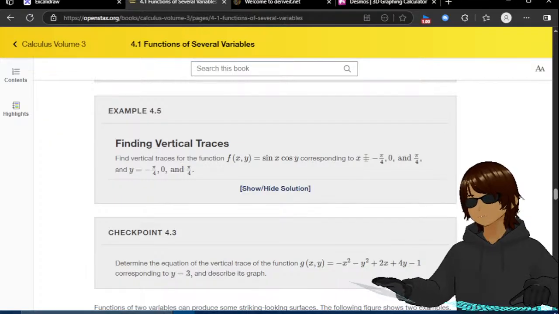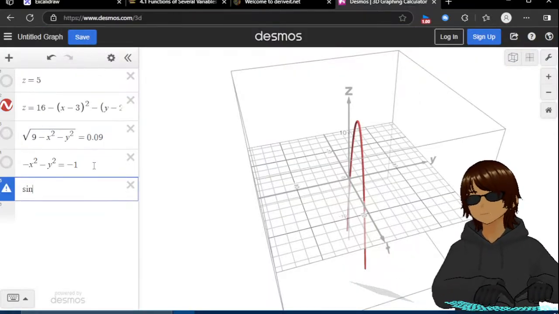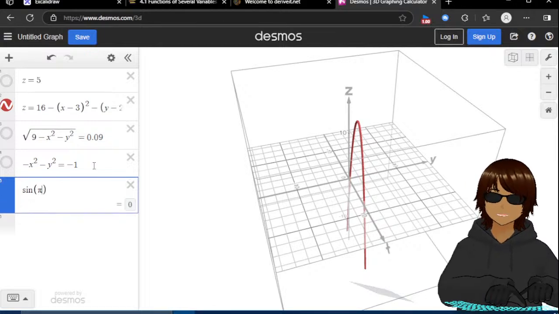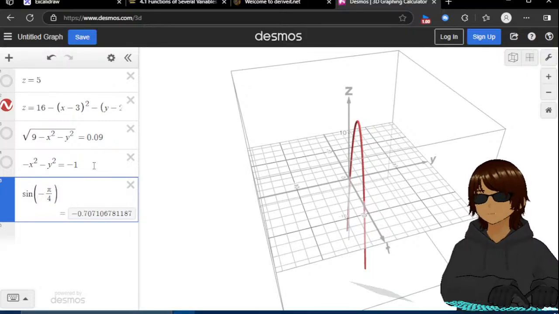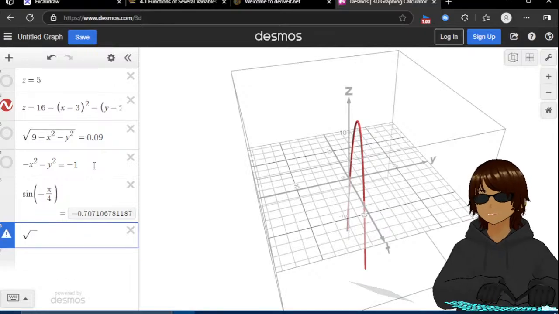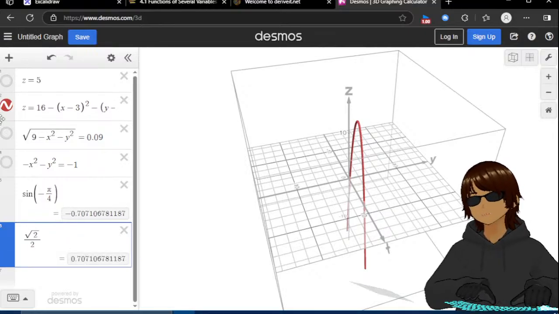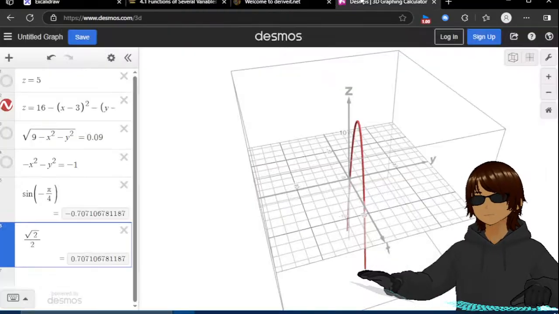So for x is equal to minus pi over 4, you just put the value of minus pi over 4. And wait, what was sine pi over 4? Sine of minus pi over 4. Wasn't this, yeah, root 2 over 2. So root 2 over 2 is in minus. Yeah, minus root 2 over 2.